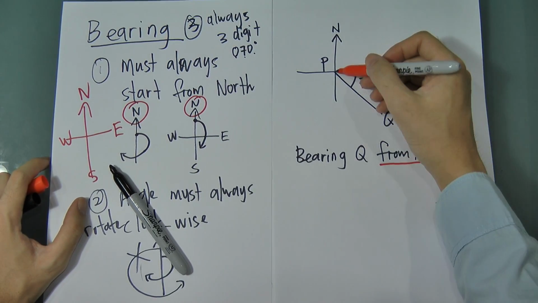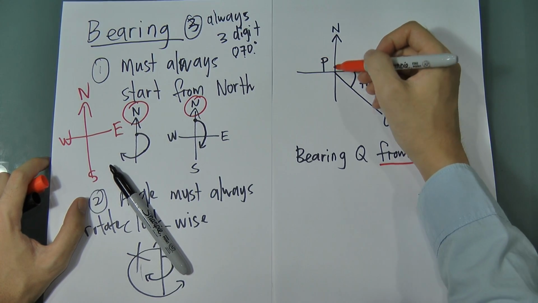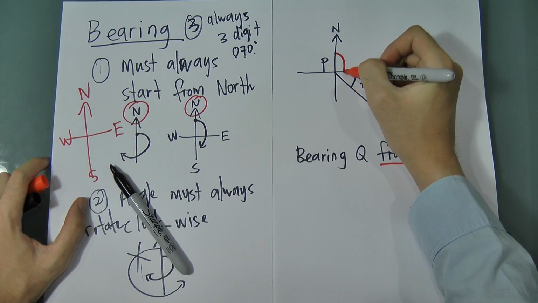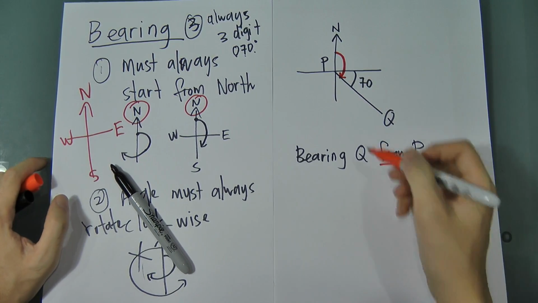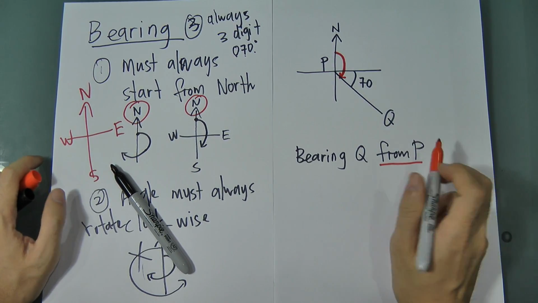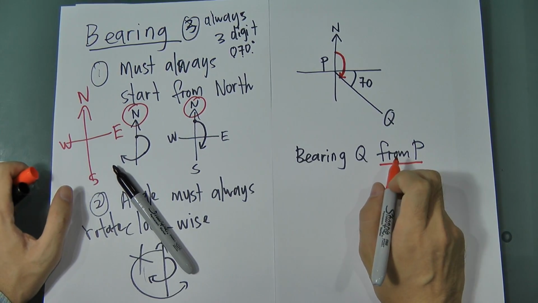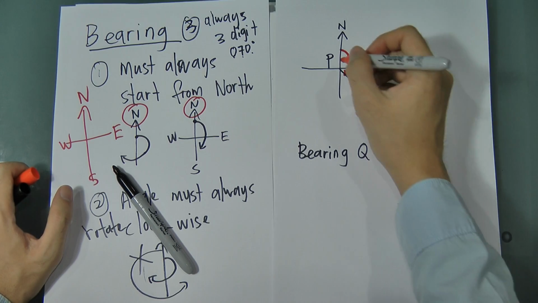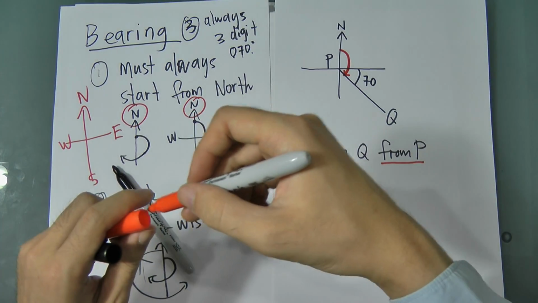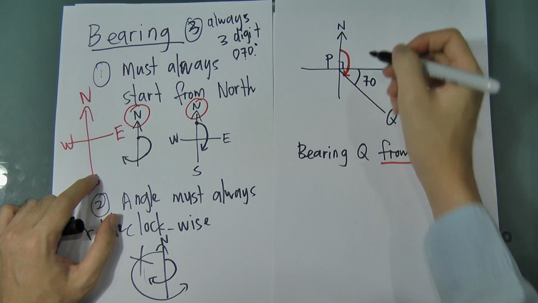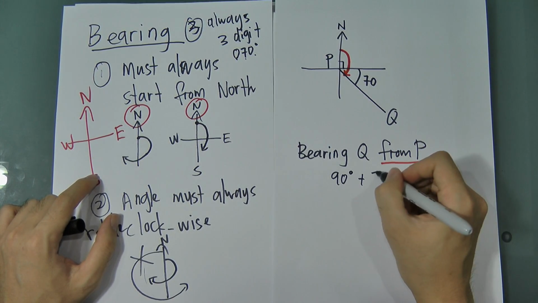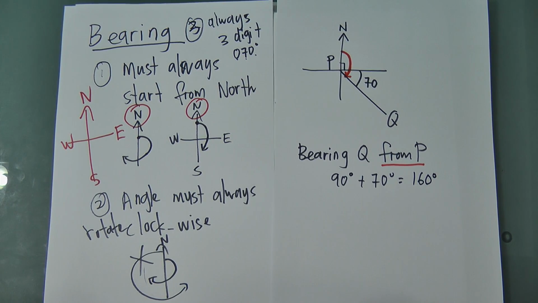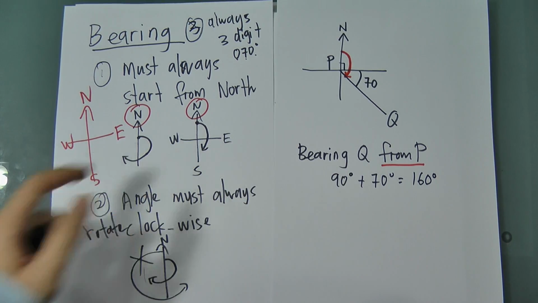So we're at P here, and you have to find the north of P, which is here. Start from north, and we rotate clockwise until the line connects P and Q. This is the bearing of Q from P. So what is the total? Because you will see this cross, we know here is 90 degrees, here is 70. So the bearing will equal 90 plus 70, which is 160. This is what is meant by the bearing of Q from P.